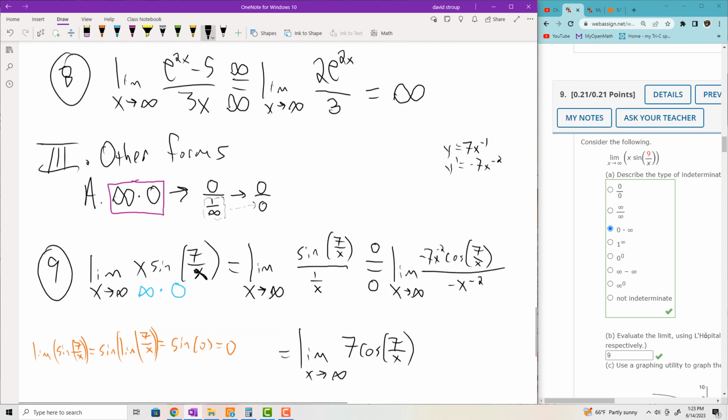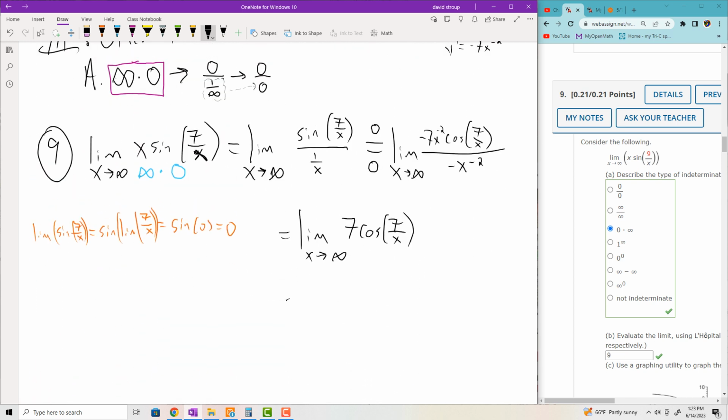And then I think we can evaluate that critter. So you can move the limit inside of the cosine function. The limit of 7 over x is 0, so you just have 7 cosine of 0. And that will just equal 7. Okay. So that's our first type.